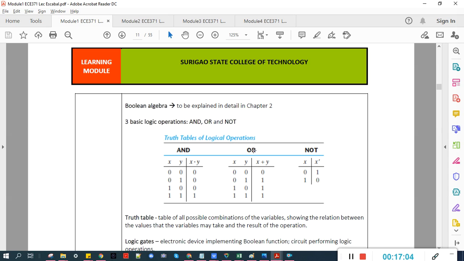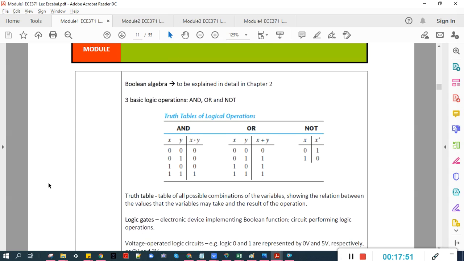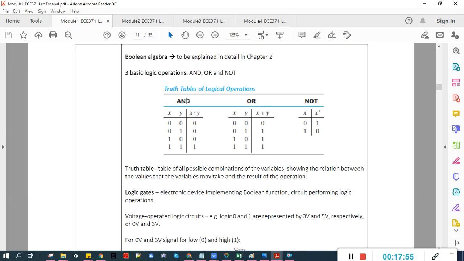For the OR operation, the output of x or y will be 1 if either of the inputs is 1, either or both. As long as there is a 1 in any of the inputs, the output will be 1. But if both are 0, then the output is 0. For the NOT operation, it's just the inverse of the input. It is denoted as x prime. If the input is 0, then the output is 1. If it's 1, then the output is 0. Just complement the input. Those are the three basic logic operations: AND, OR, and NOT.